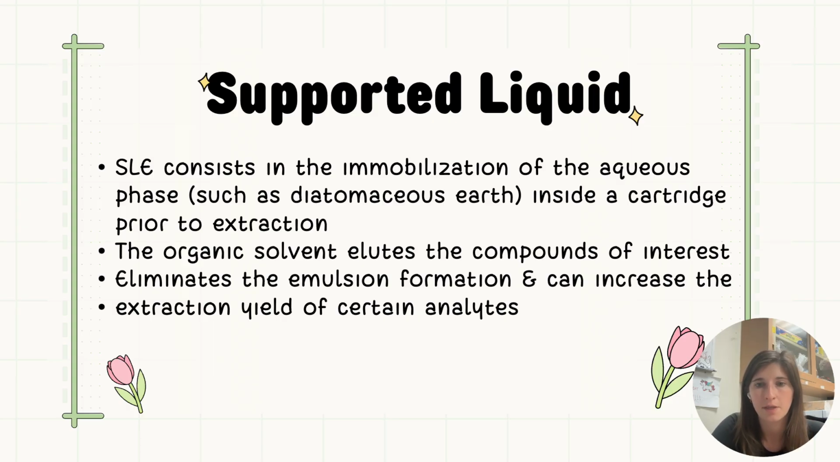An emulsion is something that can happen in a liquid-liquid extraction where the organic and the aqueous solution kind of mix together. And this makes it really, really difficult to separate them out because you'll have little tiny bubbles of aqueous in your organic or organic in your aqueous. And so supported liquid extraction is nice because it reduces the likelihood that an emulsion is going to form.